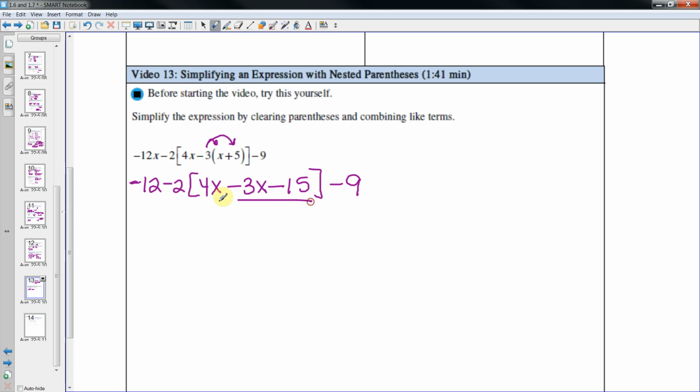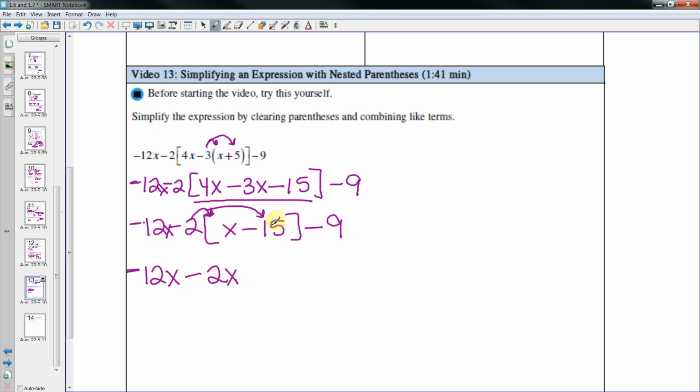Alright, so let's continue. I've got the bracket in here, so I'm not doing anything with negative 12 minus 2, or negative 12x. I forgot to write down the x up there on that line. Okay, so I'm going to combine what's in here. 4x minus 3x gives me a 1x minus a 15 minus the 9. Now I have a negative 2 in front of the bracket. I've got to hippity-hoppity that negative 2 through here. So I still have negative 12x. Nothing's happening with them yet. Negative 2 times x is negative 2x. Negative 2 times a negative 15 is a positive 30. That clears that parentheses or brackets in this case.